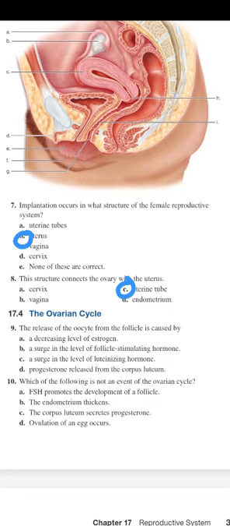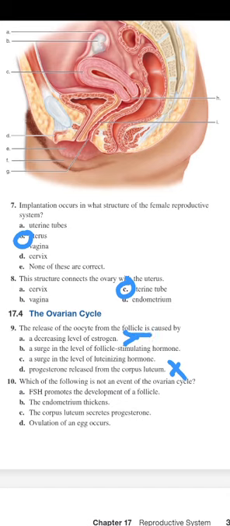estrogen, a surge in the level of follicle stimulating hormone, a surge in the level of luteinizing hormone, or progesterone released from the corpus luteum. So the corpus luteum forms after the follicle releases the oocyte, so this is coming at a later stage. And I just said that estrogen is involved in the uterine cycle, but right now we're talking about the ovarian cycle.